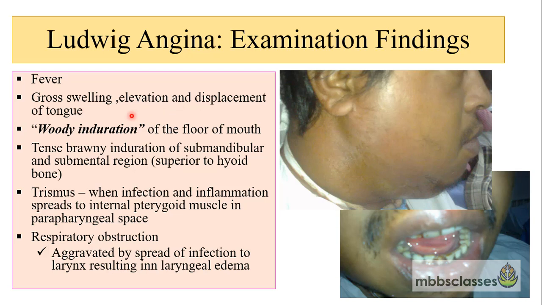Then classically the type of induration of the floor of the mouth is described in literature as the woody induration. Then in the submandibular region, when you palpate, you will get a tense brawny induration of the submandibular and the submental region. Presence of strabismus definitely indicates involvement of the medial pterygoid space, and the patient might have some stridor and respiratory obstruction, and we have to proceed accordingly.